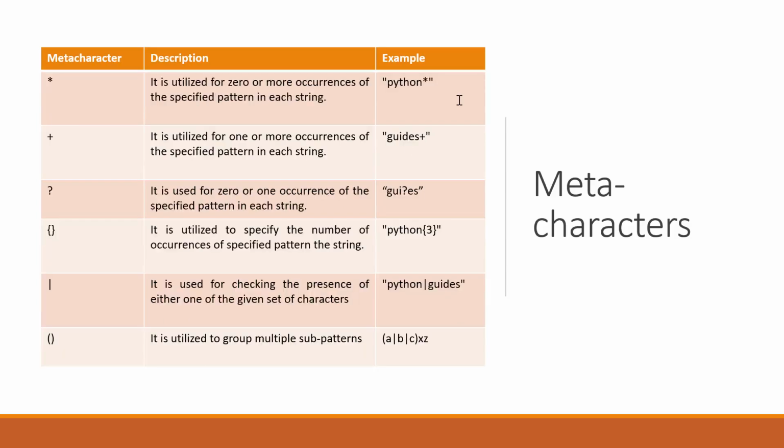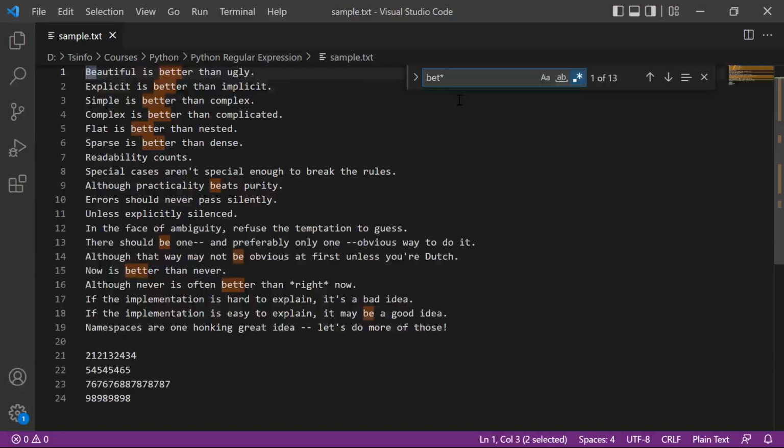Then we can also use this star character. This star character is utilized for zero or more occurrence of a sequence of pattern in a given string. So let me show you one example related to this as well. Here you can see I have defined this BET initially, and then I'm using the star character. So what it will do, it will search for all the characters or all the words which start with BET. Here you can see all those words are selected. So better is selected, B is selected.